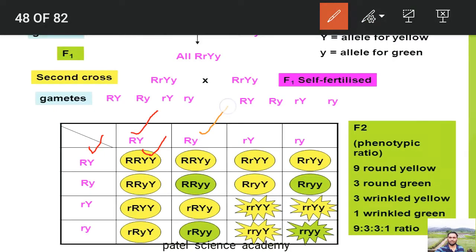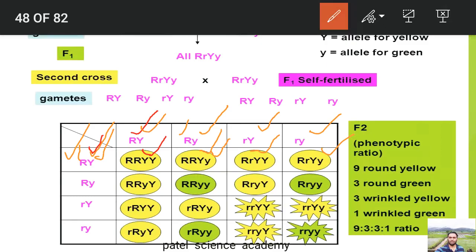When this gamete capital R small y fuses with this capital RY, what will happen? The next generation will have capital R from here, capital R from here. That's why capital RR, capital Y small y. So this is the next generation. When this small r capital Y fuses with this capital RY, they will produce capital R small r, capital YY. And when this small ry fuses with this capital RY, they will definitely produce capital R small r, capital Y small y.